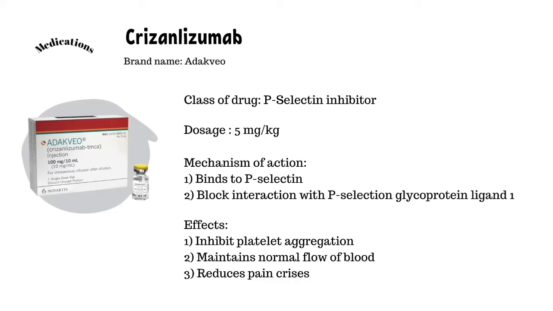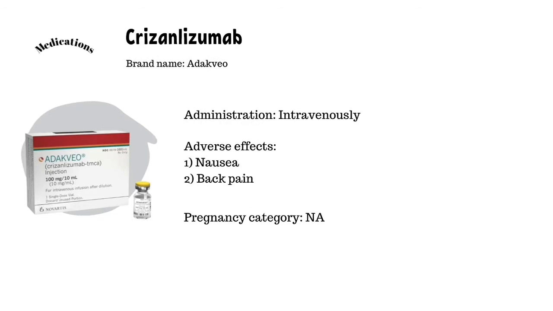Besides, another medication that can be used to treat sickle cell anemia is crizanlizumab, which is also known as Adakveo. Classified as a p-selectin inhibitor, it is administered at 5 mg per kilogram. It works by binding to p-selectin, which then blocks interaction with p-selectin glycoprotein ligand 1. When all is done, platelet aggregation can be inhibited, thus maintaining normal flow of blood and reducing pain crisis. This medication is also given intravenously and may bring out the adverse effects of nausea and back pain. Lastly, crizanlizumab's pregnancy category is still not announced.